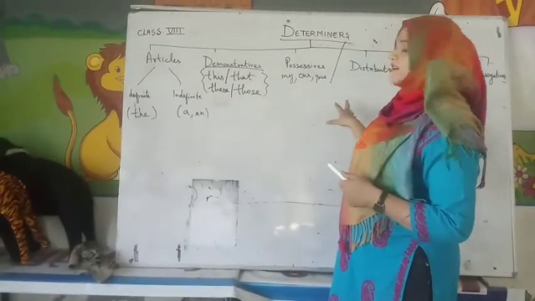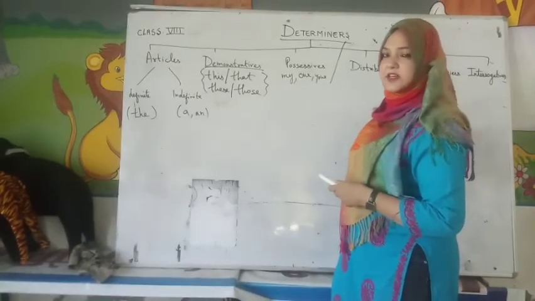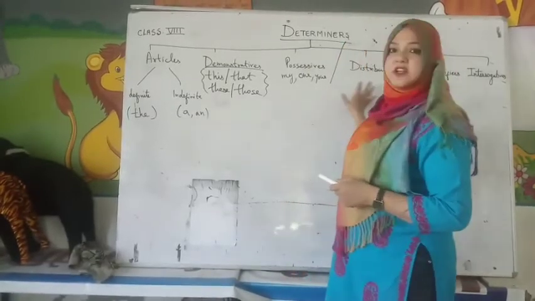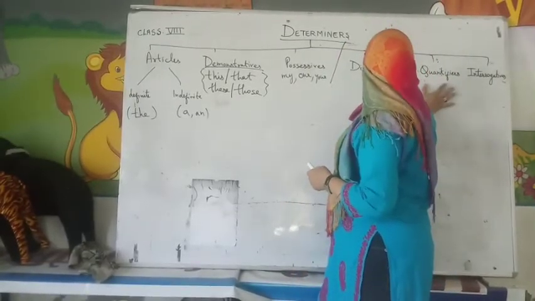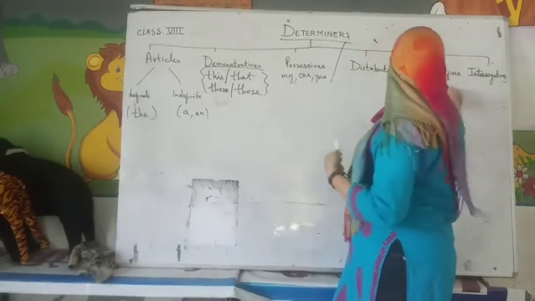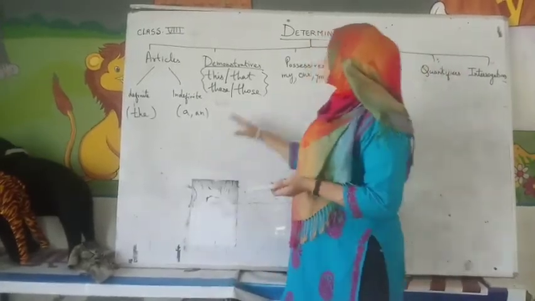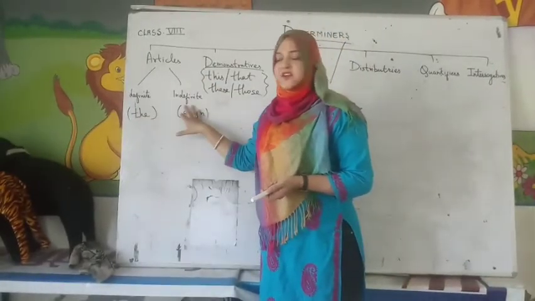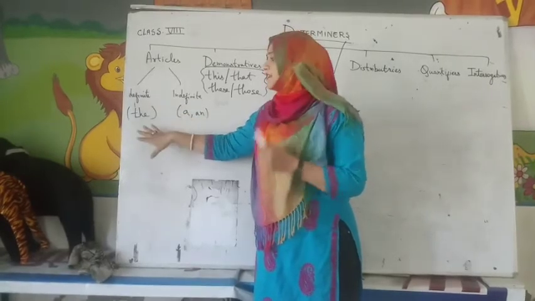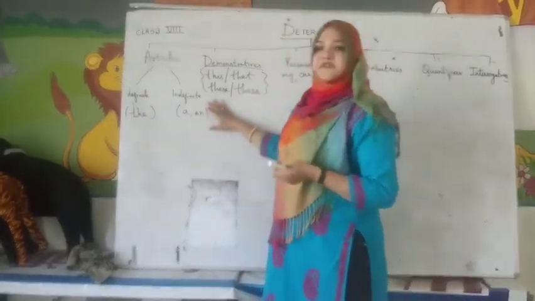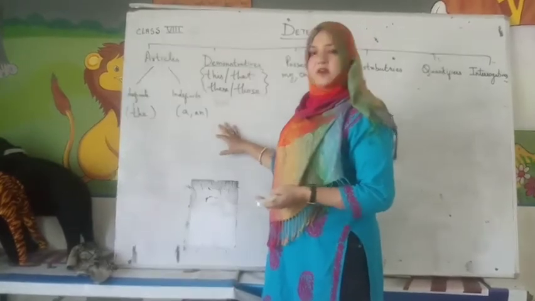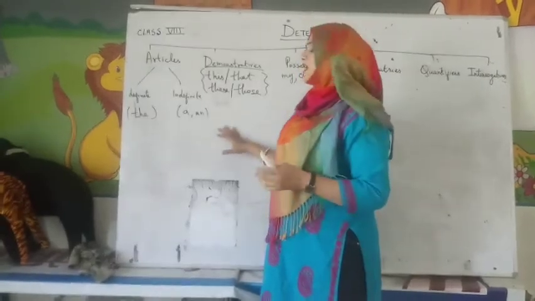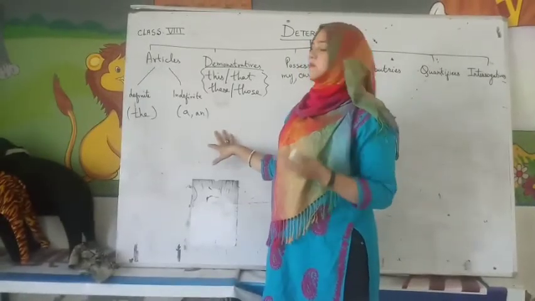So determiners, I've taught you 6 kinds of determiners: articles, demonstratives, possessives, distributives, quantifiers and interrogatives. So 3 of them I told you. Articles are again divided into 2, definite and indefinite. Definite is a particular one where you use the. Indefinite: a is used in front of consonants or consonant sounds, and an is used in front of vowels or vowel sounds.